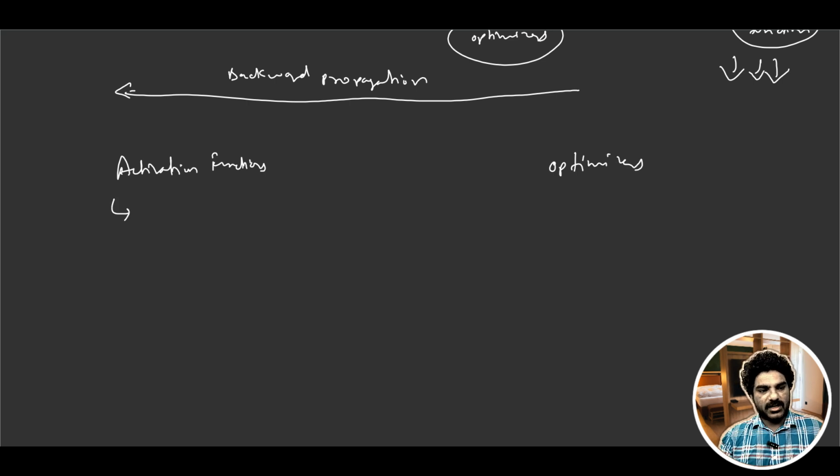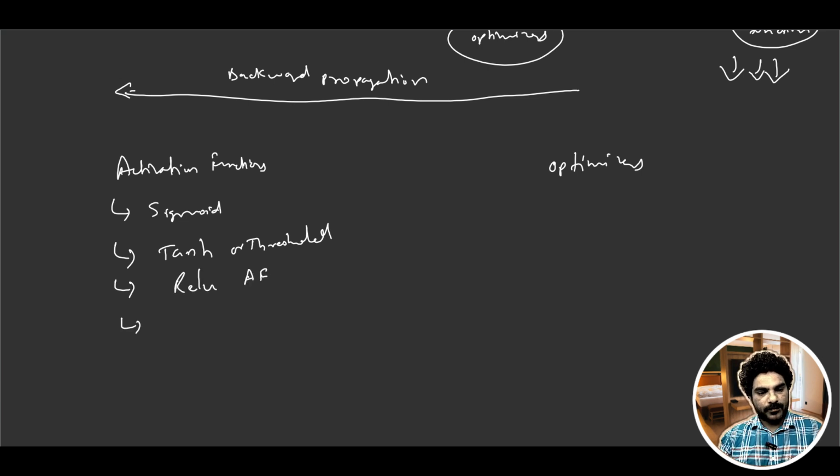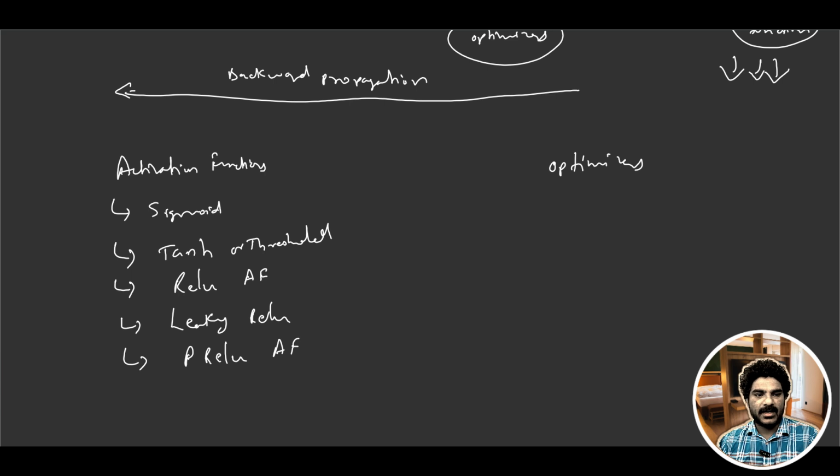If you see activation functions, we'll see the sigmoid activation function, then we'll see the tanh activation function, which is also called the threshold activation function. Then we'll see the ReLU activation function. We have leaky ReLU, we have parametric ReLU. So we'll understand what the different activation functions are and what the problems or issues with each of them are, and then there was the invention of a new activation function.